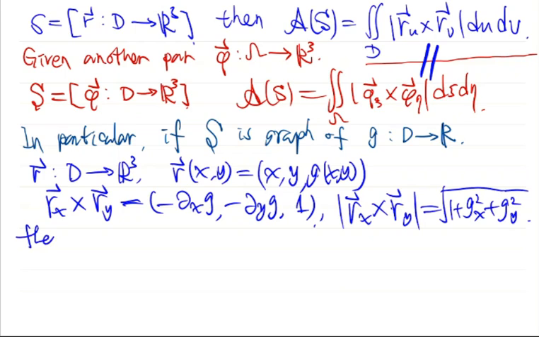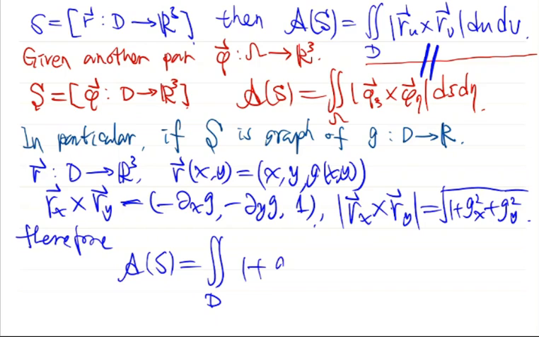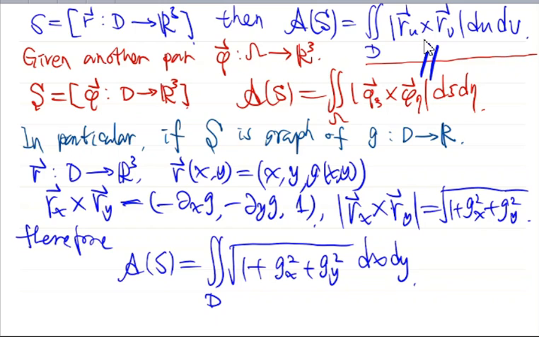Therefore, the area in this special case is given by the integral of the square root of 1 plus gx squared plus gy squared. So this is the important special case of surface, a particular class of surface, the graph of a smooth function.